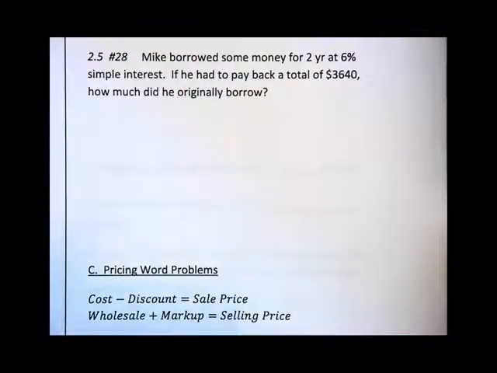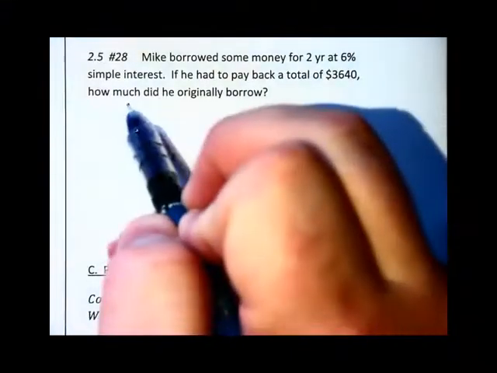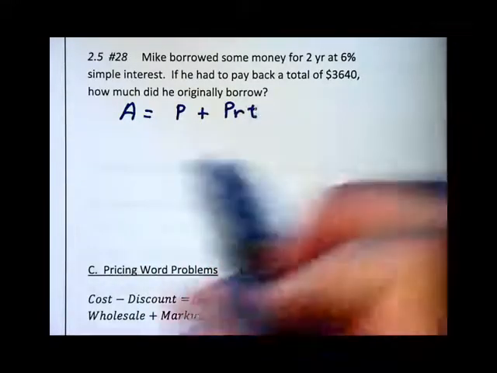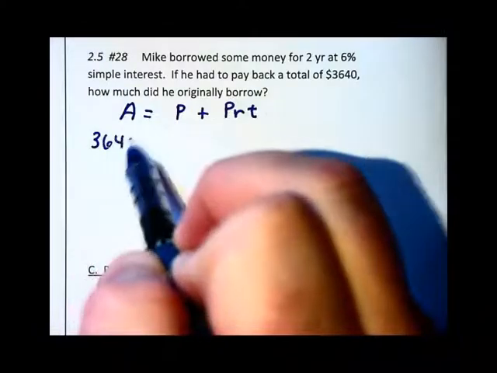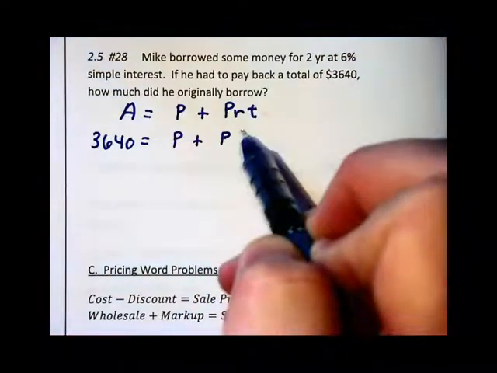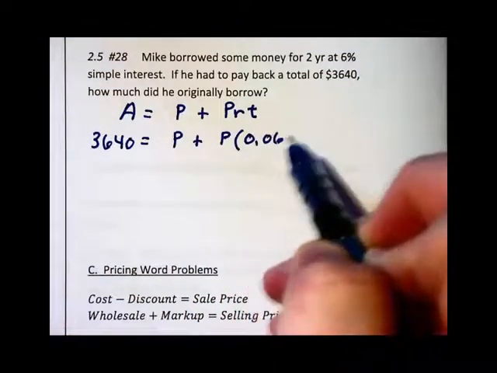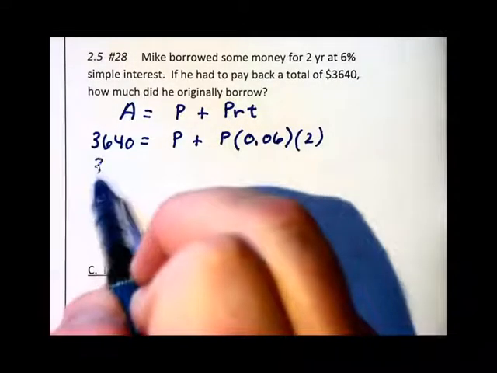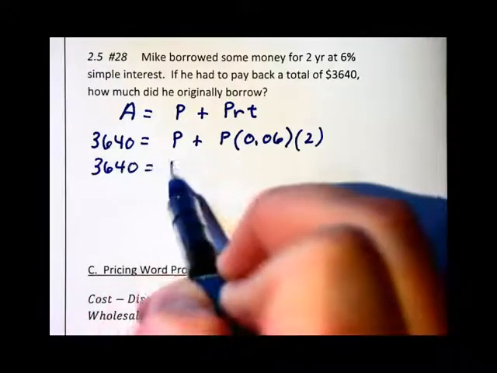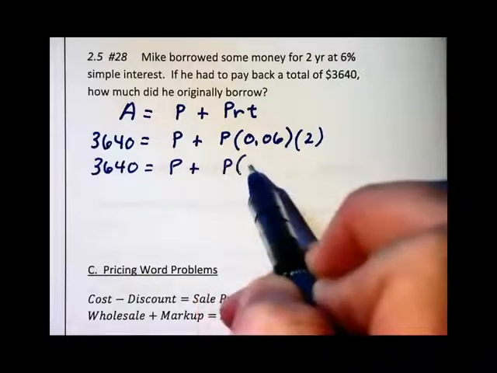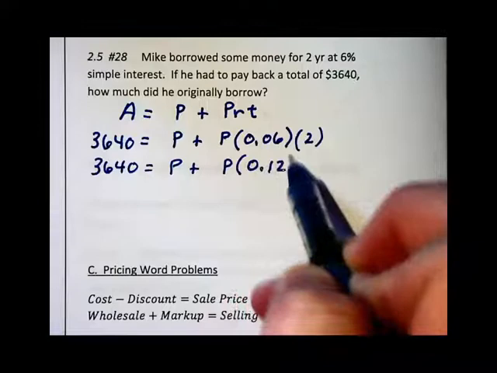In this next problem, Mike borrowed some money for 2 years at 6% simple interest. If he had to pay back this total amount of $3,640, how much did he originally have to borrow? Okay, that's the amount of money. A will be the principal plus the interest, PRT. The $3,640 is the amount he had to pay back. We still don't know the principal, but we do know that the rate is going to be 0.06, 6%, and this happened for 2 years. So we've got 3,640 is equal to principal plus, what do we have here? We got the principal times 0.12.